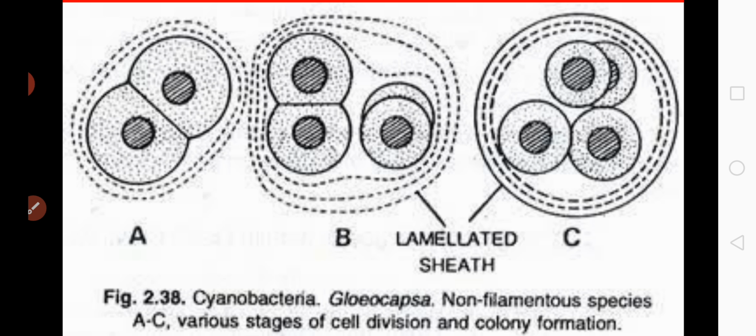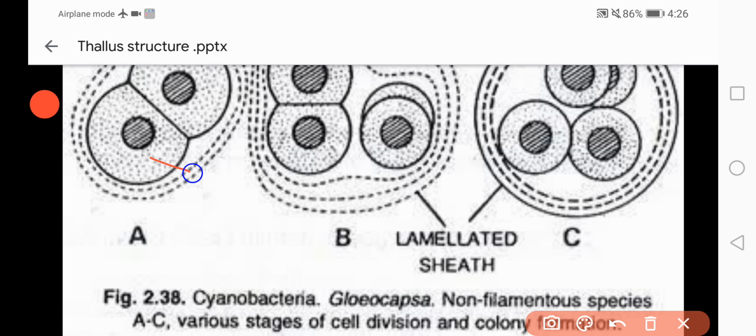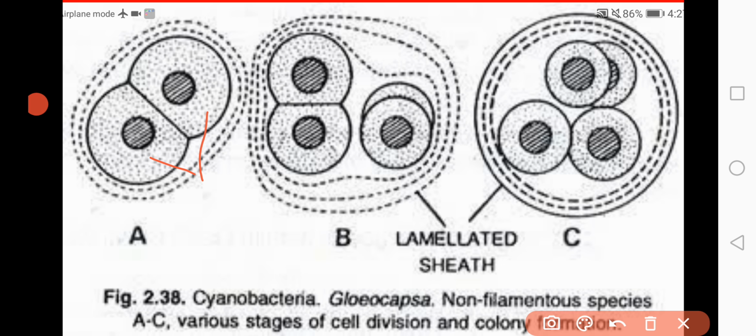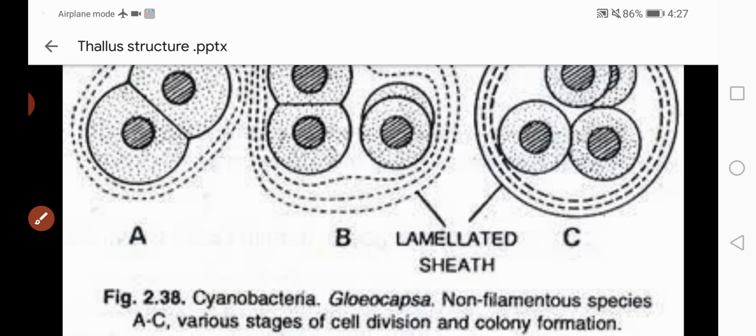So you can see here, these are the cells of Gloeocapsa. Either it may be unicellular, but sometimes a few cells are grouped within a concentric ring of mucilaginous mass. Okay, so this is about the structure of Gloeocapsa.